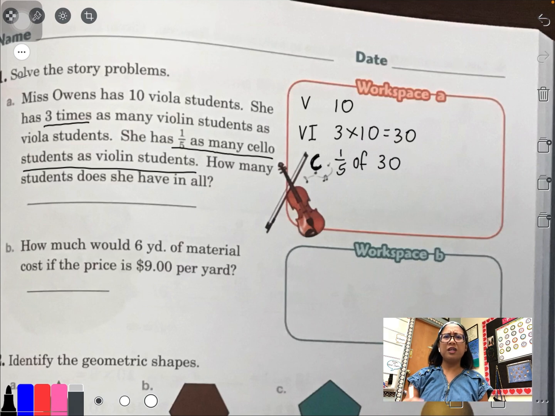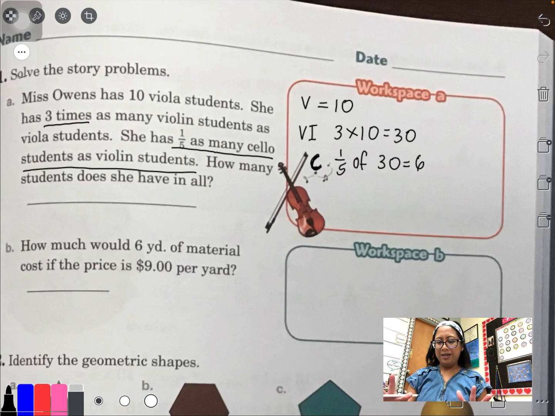What's 1/5 of 30? Now remember here, we divide. We simply take the whole number and we divide it by the denominator. 30 divided by 5. 5, 10, 15, 20, 25, 30. Oh, so I stop at 30. She has 6 cello students. Oh, okay. Not so many cello students, huh?